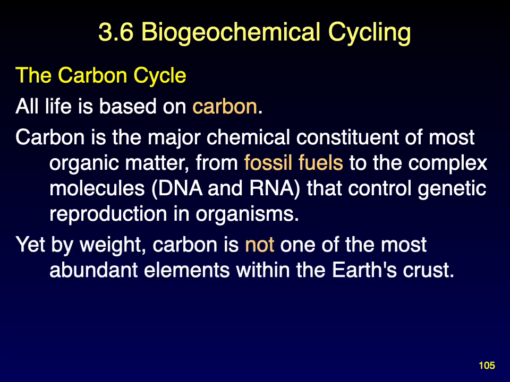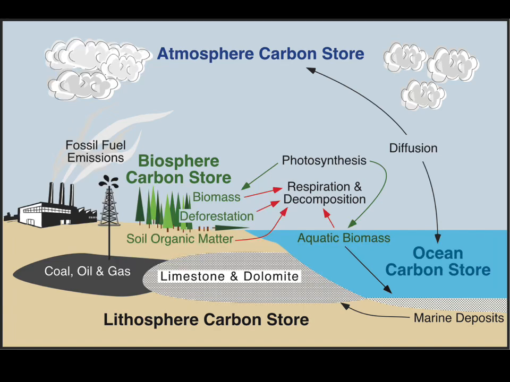However, if we look at the Earth's crust and the rock material, we would find that carbon is not an abundant element in these materials. So here we have a diagram representing the carbon cycle, and we can see the major stores where carbon is found. Carbon is found as carbon dioxide gas in the atmosphere. It's found in the oceans. It's found in the lithosphere as coal, oil, gas, limestone, and dolomite. And there's a large store of carbon in the biosphere.